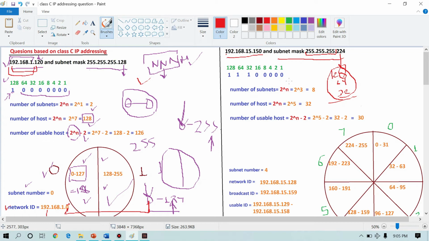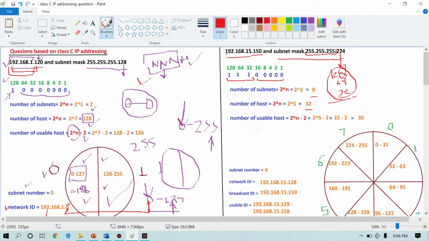Now we have to calculate the number of subnets. The formula is 2 to the power n. So how many ones do we have? While calculating the number of subnets, we use the number of ones. So here we have 3 ones. I have written 2 to the power 3, which is 8. For calculating the number of hosts, we use zeros. So how many zeros do we have? We have 5 zeros. So I have written here 2 to the power 5, which is 32.